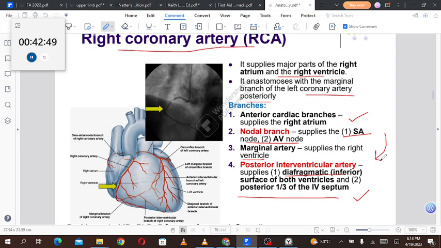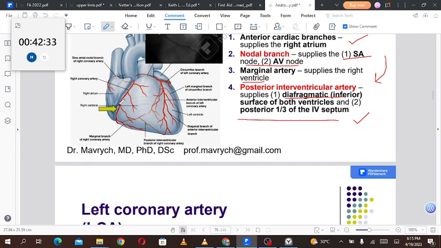Most of the people, I guess 65 to 75%, have right dominant circulation, in which the posterior interventricular artery originates from the right coronary artery. But it may also originate from the left circumflex branch of the left coronary artery. In those people, we say that they have left dominant circulation.